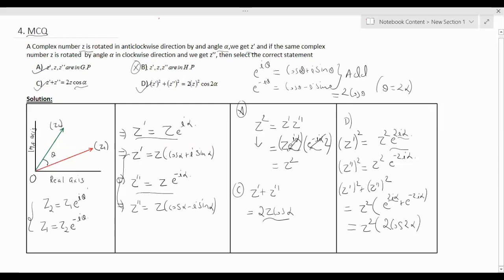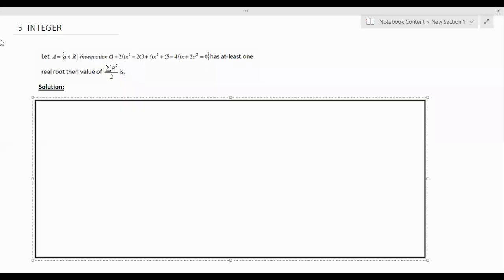Now let's proceed to the next problem. This is one of the very good problems, a very tricky problem. So let's see the solution. What do we have here? There is a cubic equation given to us. It's telling us that it has at least one real root. Then for that condition, whatever values of A you get, let's say you got 4 values, he's telling you to find the squares of all of them, add them and divide by 2 and give the answer.